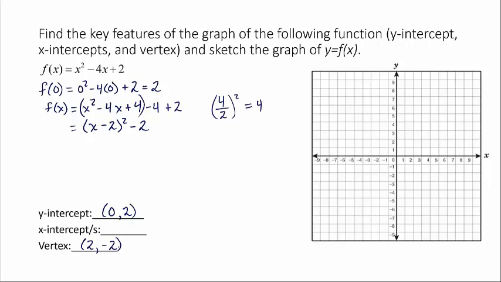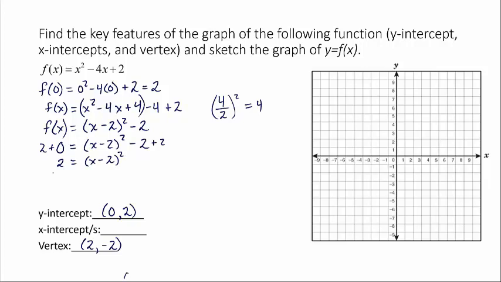Okay, so now my idea here to find the x-intercepts is that if we have f of x equal to (x minus 2) quantity squared minus 2, if we set this equal to 0, maybe those intercepts would be a little bit easier to find given that this wasn't factorable. So the first thing I'm going to do is I'm going to add 2 to both sides, right? So I've got 2 equal to (x minus 2) quantity squared.